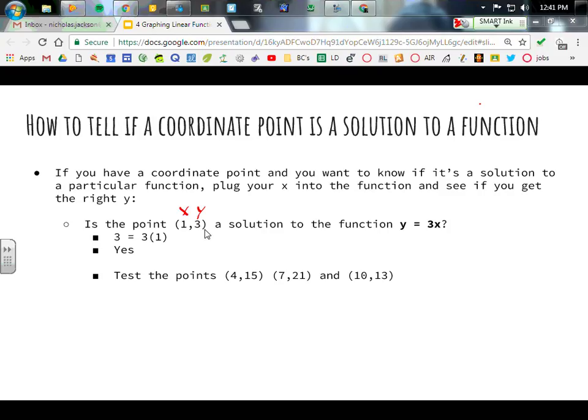So your y is 3. So this is a solution. This is a point that would be on this graph. So that's all there is to that.